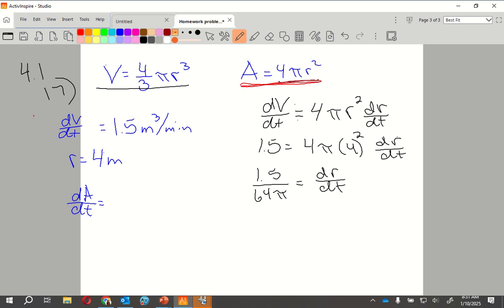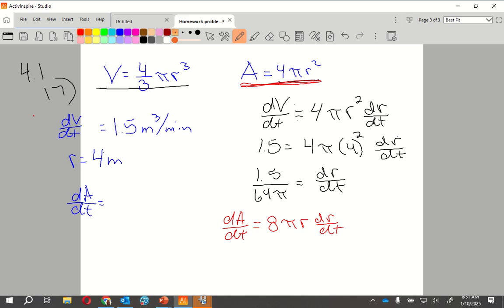And now find the derivative of the area. That's my end goal that I'm going for. So I'm going to get dA/dt is equal to, as I do my derivative, 8 pi r dr/dt. Do we know what r is? Do I know what dr/dt is? Now that I have that from my volume, I could actually do it in here.